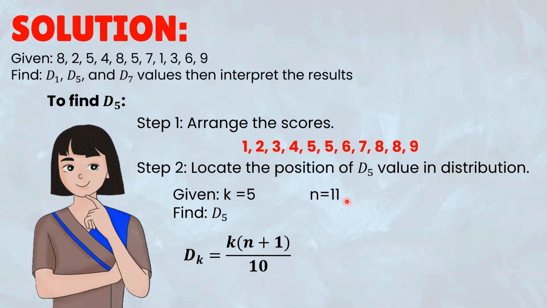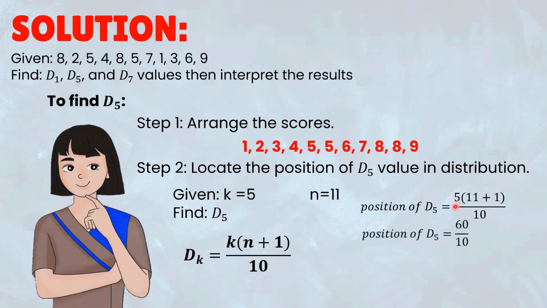We now substitute our given to our formula. So we have now position of decile 5 is equal to 5 times the quantity n, which is 11, plus 1, divided by 10. So performing the operation, we have 11 plus 1 is 12 times 5, that gives us 60 divided by 10, that would be equal to 6.